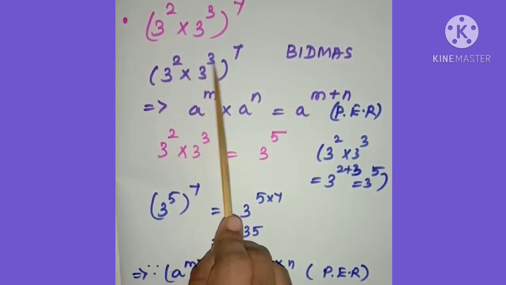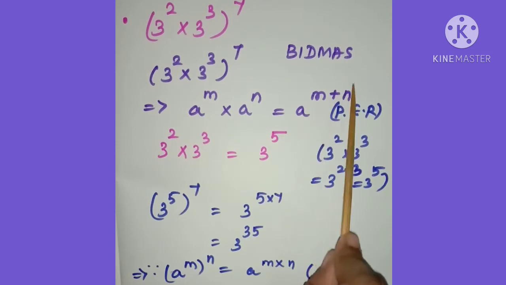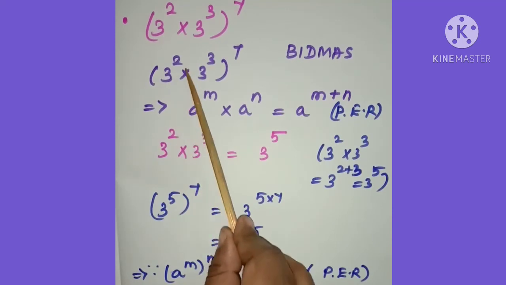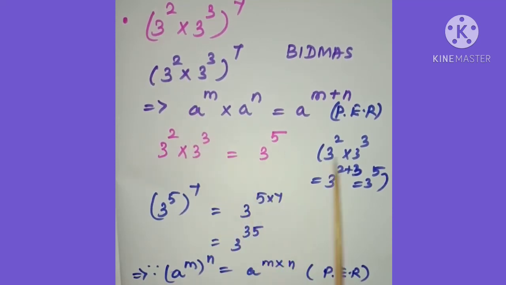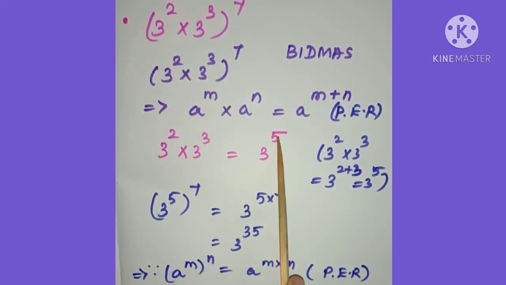So 3 square into 3 cube, note that it is of the form a to the power m into a to the power n, which is equal to a to the power of the sum of exponents, that is the product rule of exponent. So 3 square into 3 cube can be written as 3 power 2 plus 3, which is 3 power 5. The sum of exponents gives 3 power 5. So the value of 3 square into 3 cube is 3 power 5. Again there is a power 7. So here see this expression. It is of the form a power m the whole power n, which is the power of exponent rule.